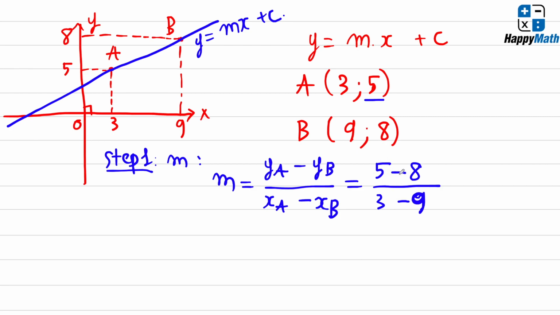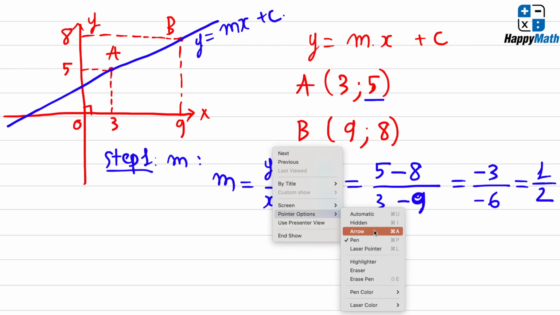So 5 minus 8 over 3 minus 9. You get negative 3 over negative 6. So the gradient m equals 1 over 2. This is step 1. In step 1, you determine the value of m based on this formula.